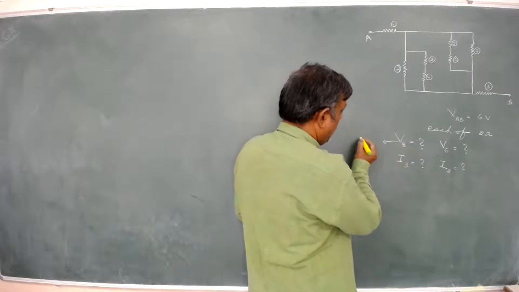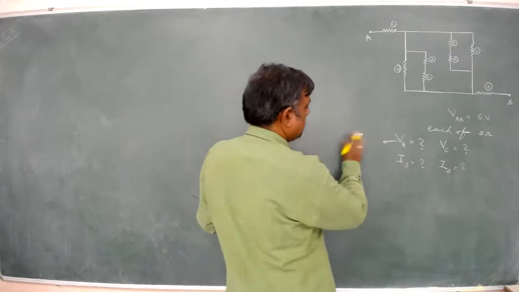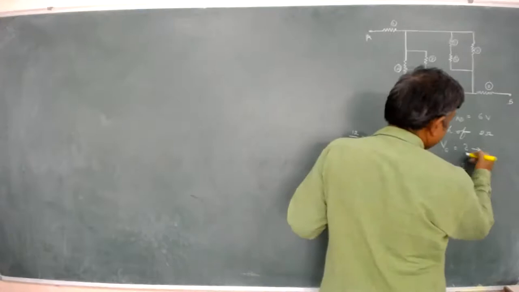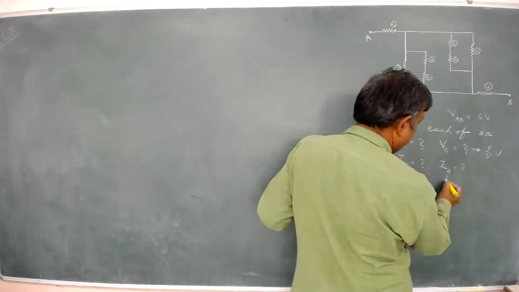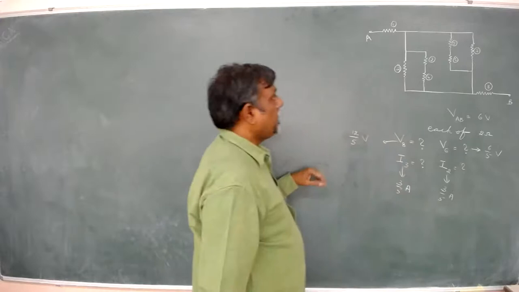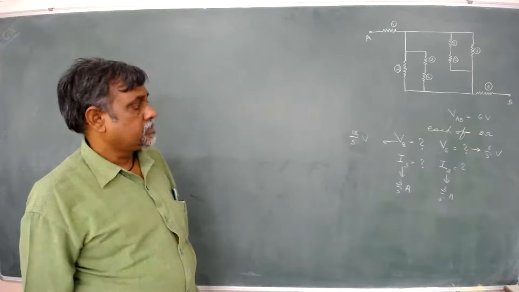1/5, 4/5. Yes, V6: 6 by 5. I3: 3 by 5. I2: 3 by 5, same thing. I3, I2.